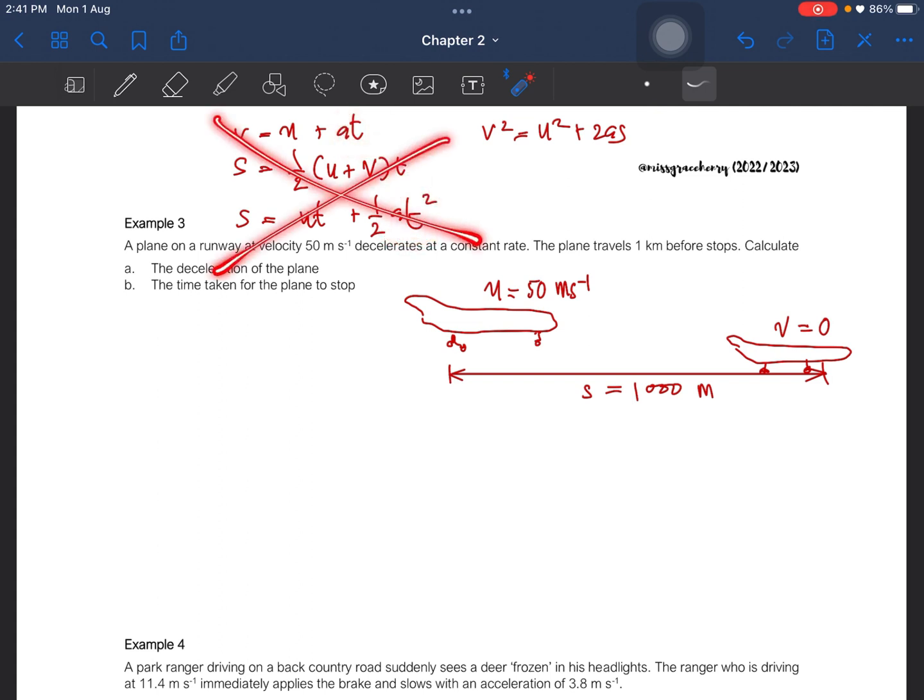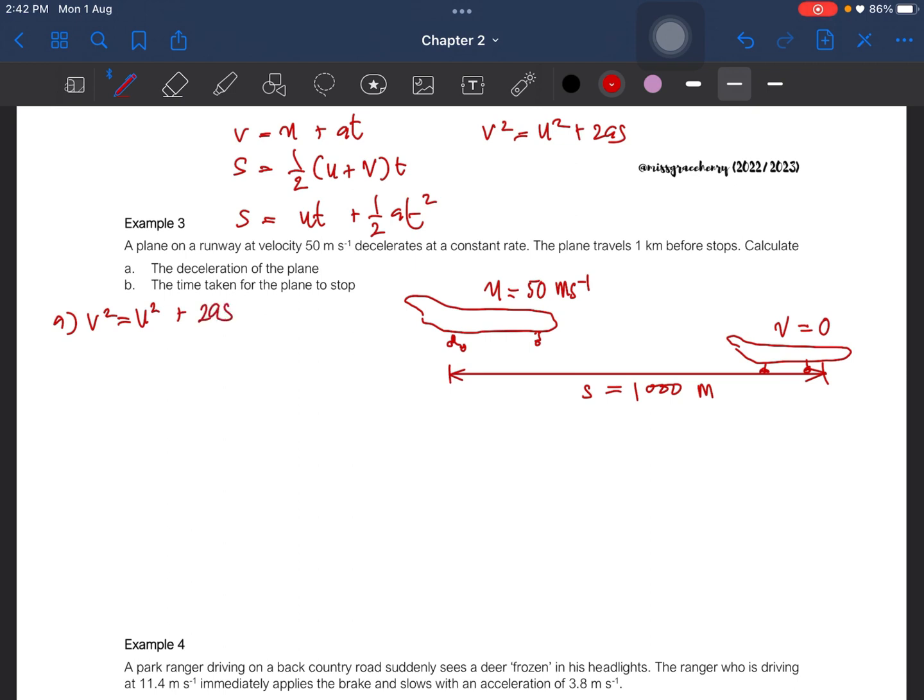So all three of these we cannot use. Jadi kita boleh guna yang ini saja. Right, so we use that. So v squared equals u squared plus 2as. So v is 0, u is 50, a is what we are looking for, displacement is 1000 meter. So we'll then get the deceleration to be 1.25 meter per second squared.